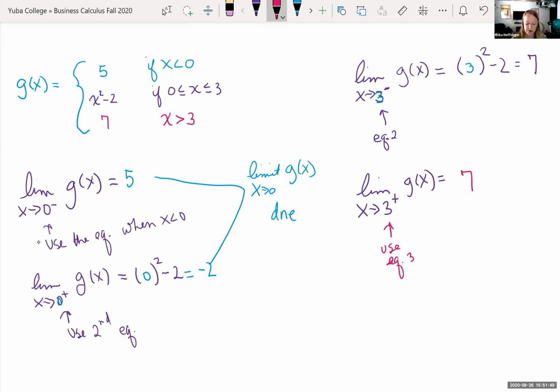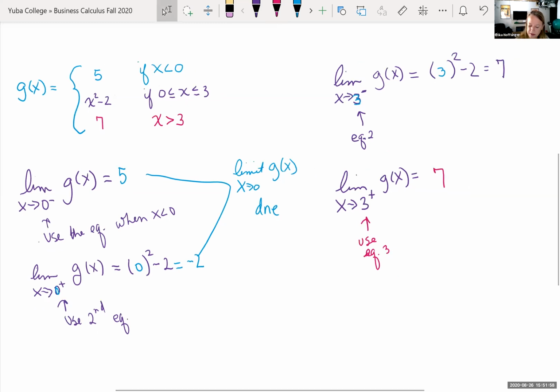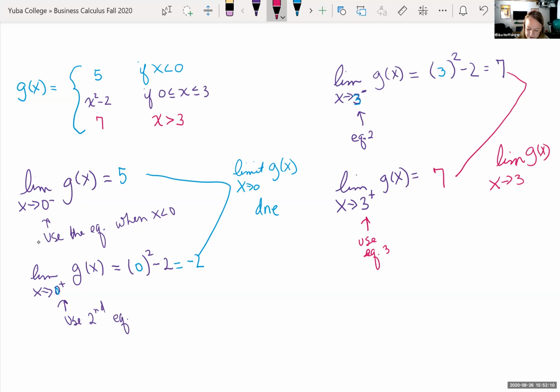And so as we're approaching 3 on the left, with that one equation, we're getting closer and closer to 7. And as we're approaching 3 on the right, we're also getting closer and closer to 7. And if we're coming into the same number, the limit exists, and it's that number. So the limit as x approaches 3 of g of x is equal to 7.